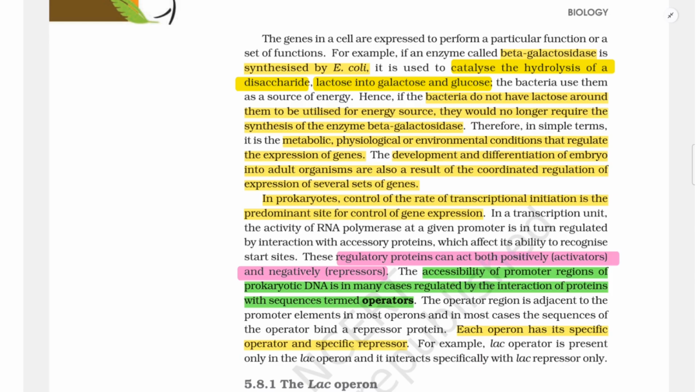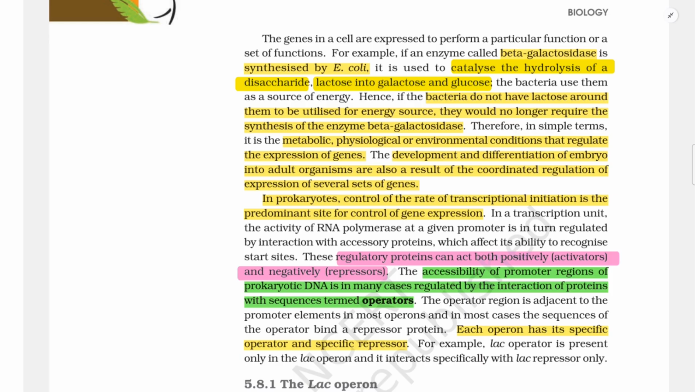The development and differentiation of embryo into adult organism are also a result of coordinated regulation of expression of several sets of genes. In prokaryotes, control of the rate of transcriptional initiation is the predominant site for control of gene expression. In a transcription unit, the activity of RNA polymerase at a given promoter is in turn regulated by interaction with accessory proteins, which affects its ability to recognize start sites. These regulatory proteins can act both positively, that is activators, and negatively, that is repressors.